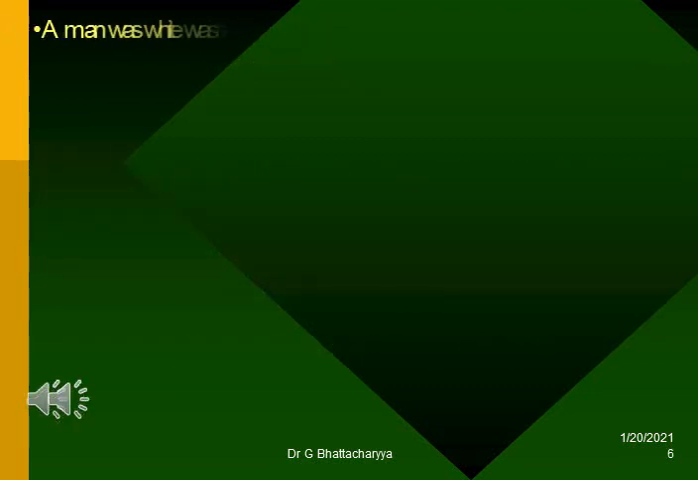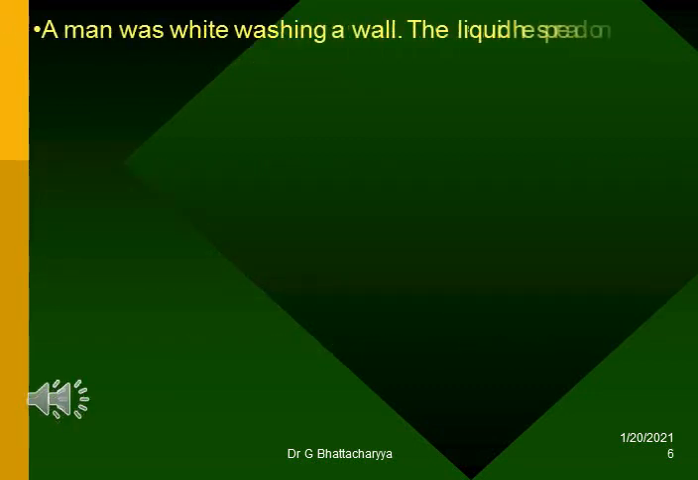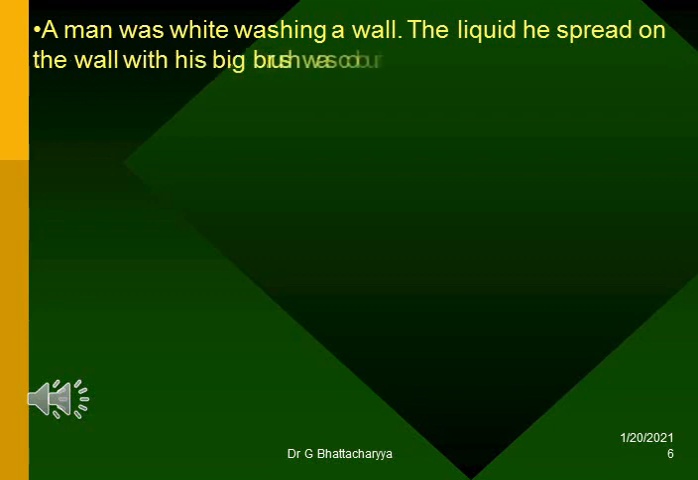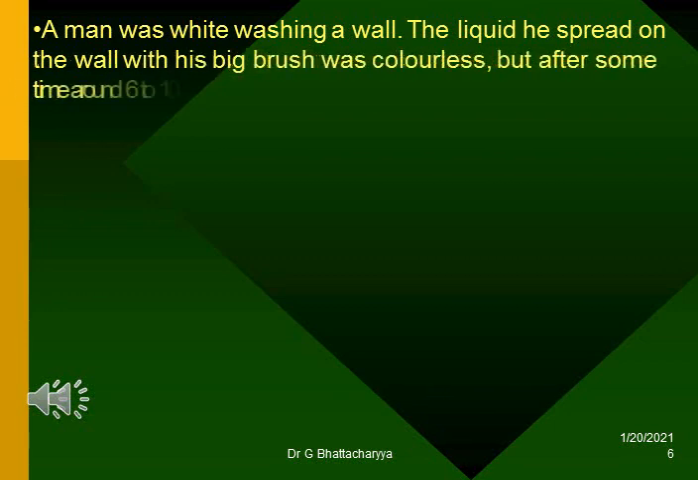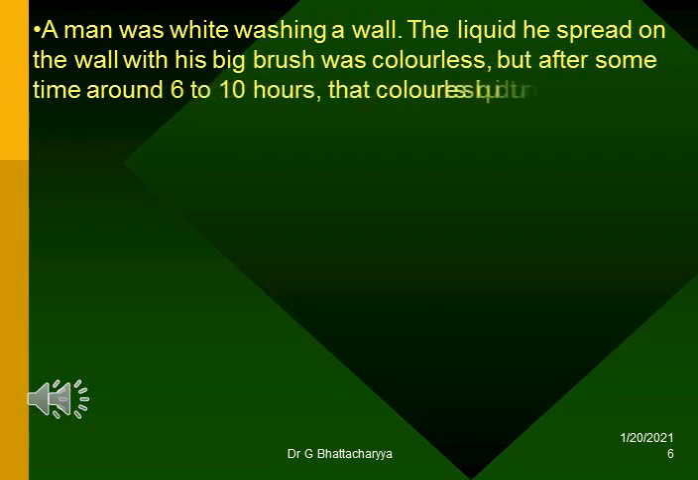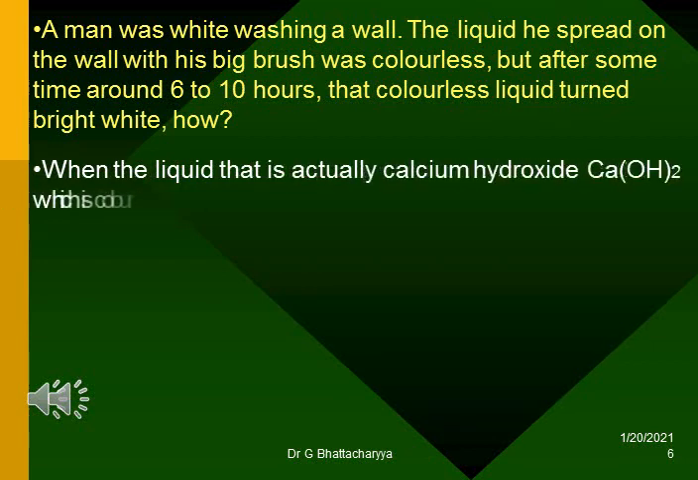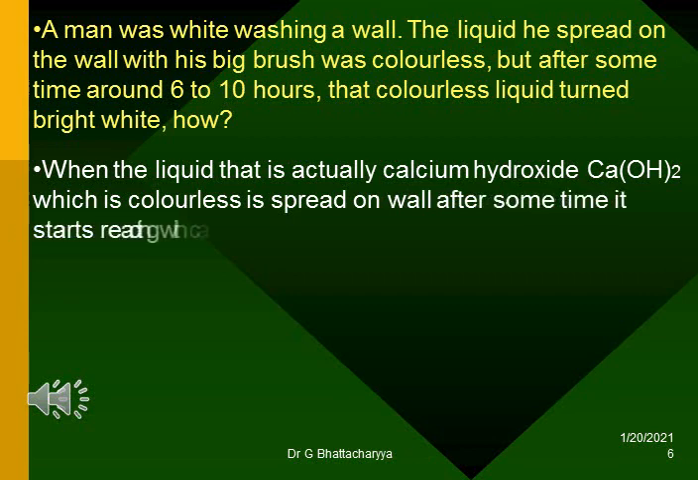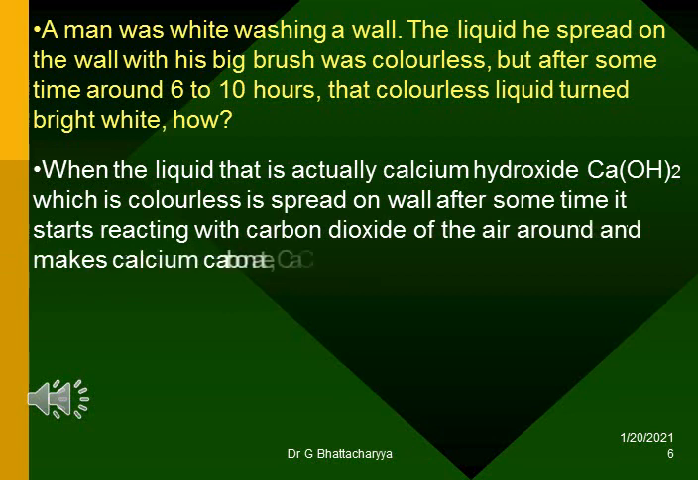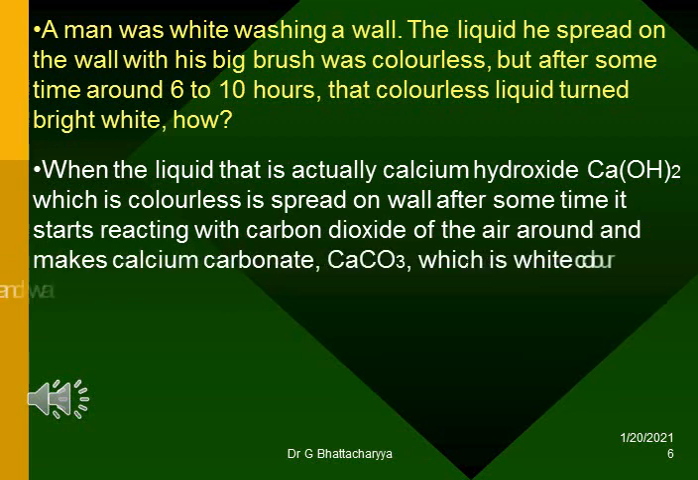A man was whitewashing a wall. The liquid he spread on the wall with his big brush was colorless, but after some time, around 6 to 10 hours, that colorless liquid turned bright white. How? The liquid is actually calcium hydroxide, Ca(OH)2, which is colorless. When spread on the wall, after some time it starts reacting with carbon dioxide, CO2, of the air around and makes calcium carbonate, CaCO3, which is white in color, and water, which evaporates in air.